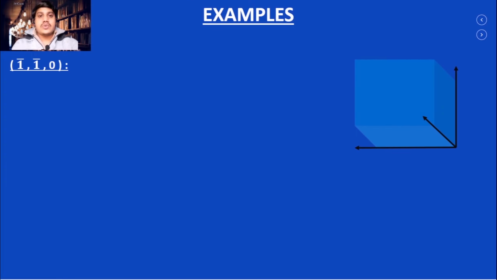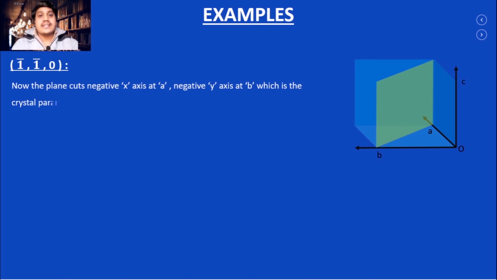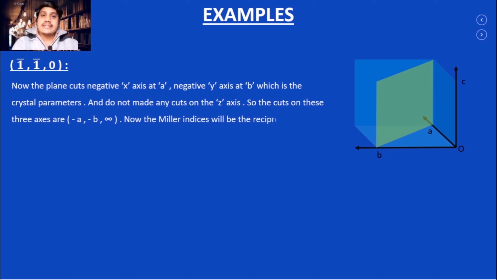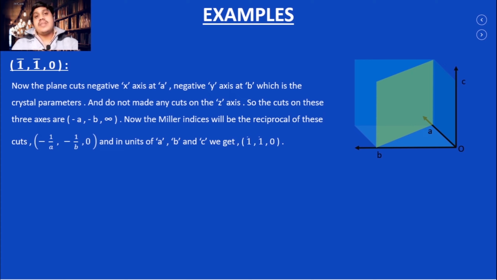Now let's get into our next example: 1 bar, 1 bar, and 0. As the plane has a cut with both the x and y-axis, but in a negative direction, the plane has a cut with the x-axis at minus A, and a cut with the negative y-axis at minus B, and doesn't have any cut with the z-axis. So the Miller indices will be 1 by minus A is to 1 by minus B is to 1 by infinity, which is 0. That means in the unit of A, B, and C, and by referring to the negative terms as 1 bar, we get 1 bar, 1 bar, and 0.